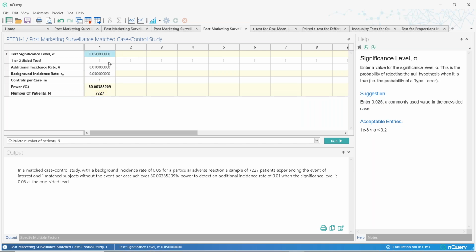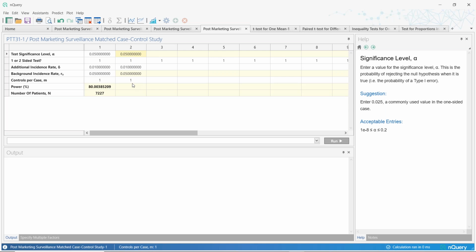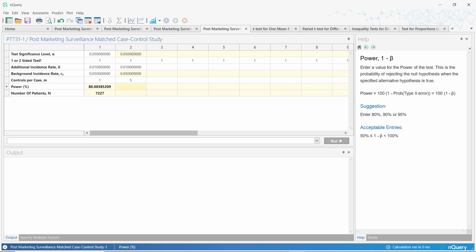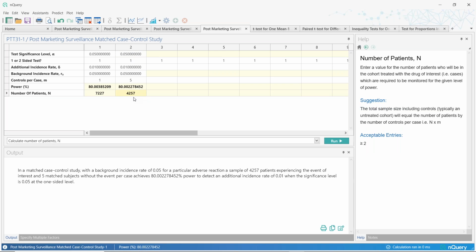And if we were to repeat this again by increasing the number of controls to say 5, once again, a very substantial reduction here from about 7,000 to 4,000, so maybe like 40% or so. Then we've significantly reduced the number of subjects we need from our new therapy group, in that case. Oh, sorry, we've significantly reduced the number of people we need from the adverse event group. So we only need 4,000 people in the adverse event group, but we do need a lot more people who have not had an adverse event.